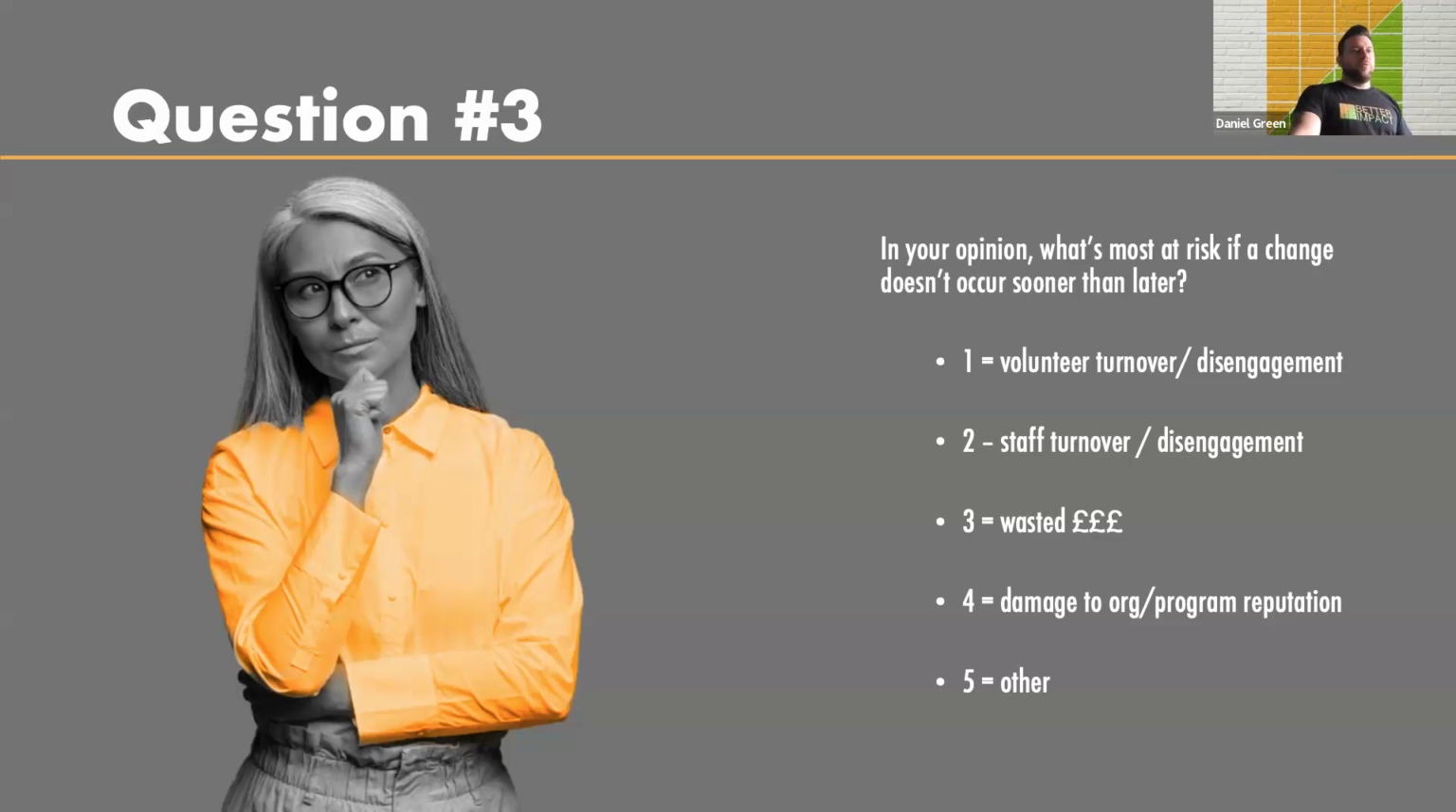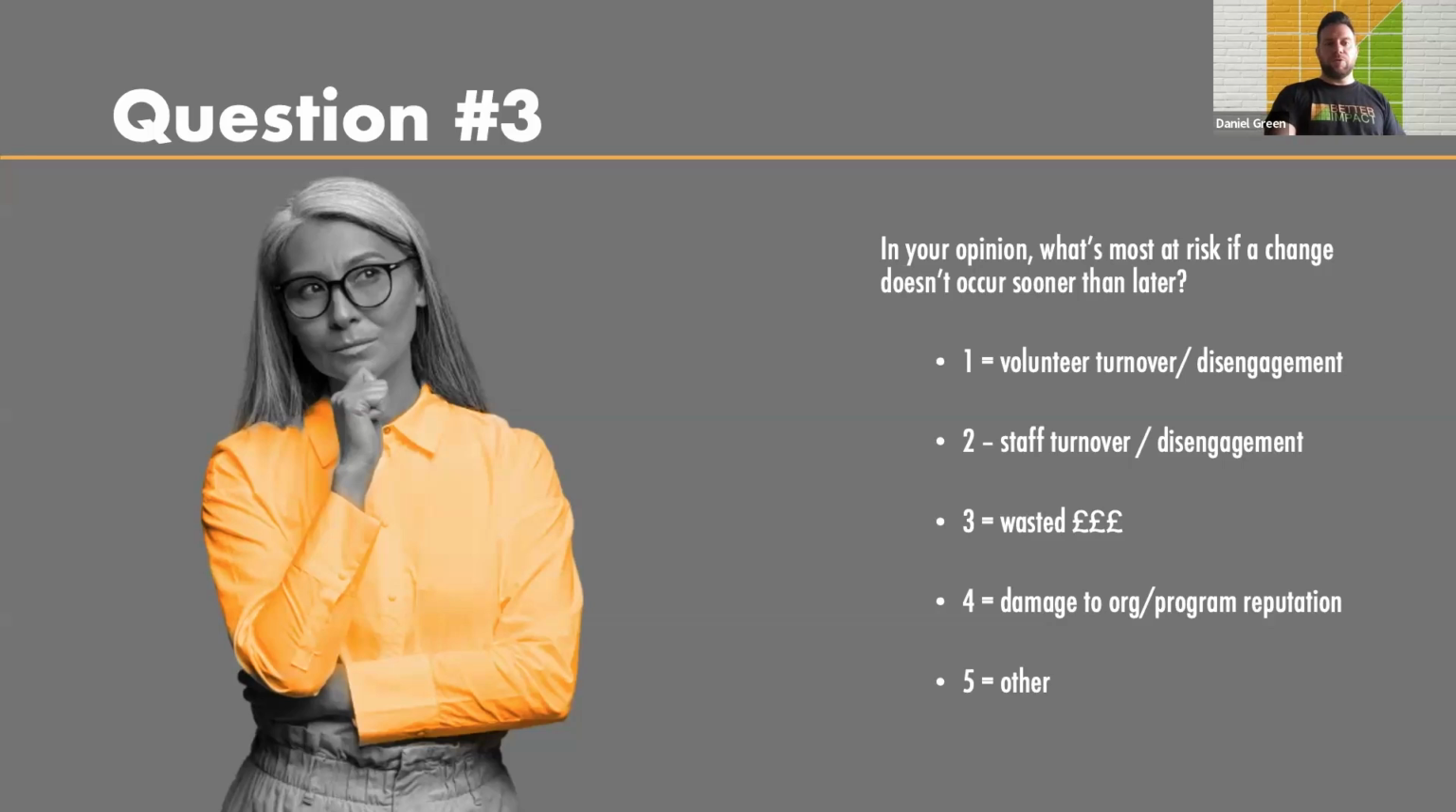So Joe's put 2 and 3. Yep, staff turnover disengagement and wasted money. Misha's 1, 2 and 4. Dominique, number 5, volunteers not consistently trained. Absolutely, it's all about the volunteers and obviously getting them educated on your programs. That's an important trait.